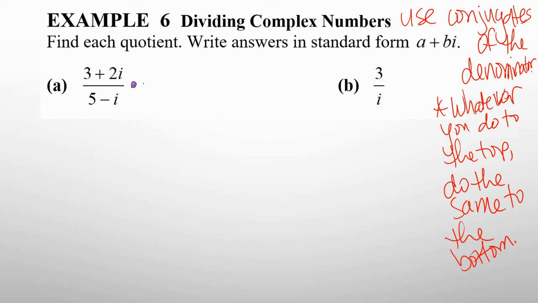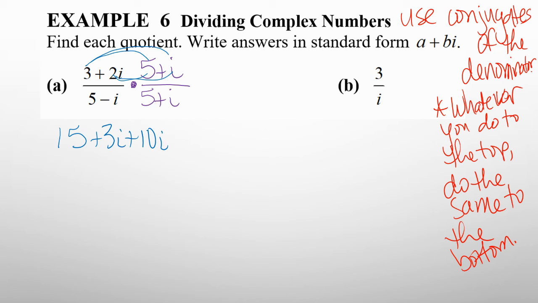So we start with, what is the conjugate of 5 minus i? Well, the conjugate of 5 minus i is 5 plus i. So if I have 5 plus i on the bottom, I also have to multiply the top by 5 plus i. So now I have two multiplication problems. I'm going to start with the top and I'm distributing. So 3 times 5 is 15. 3 times i is 3i. 2i times 5 is 10i. And 2i times i is 2i squared.